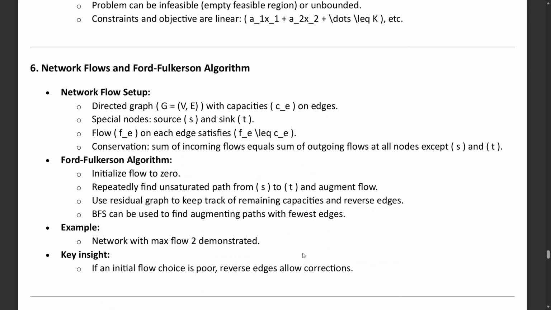Network flows model problems like routing or resource allocation. We have a directed graph with capacities on edges and two special nodes, source and sink. Flow must respect capacity and be conserved at every node except source and sink. This algorithm starts with zero flow, finds unsaturated paths, and augments flow. It uses a residual graph to track remaining capacity and reverse edges. BFS helps find shortest augmenting paths.